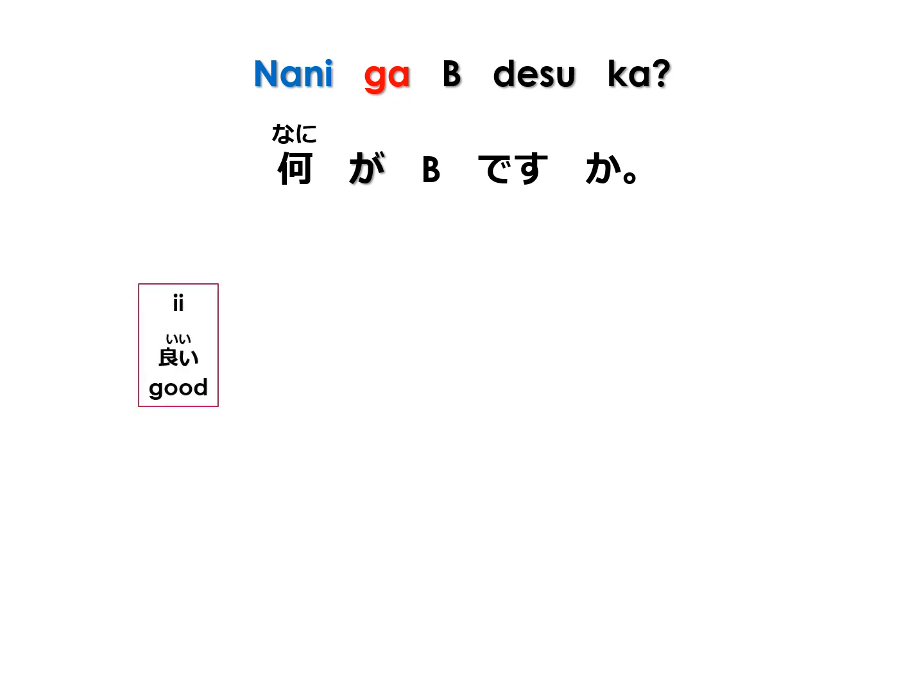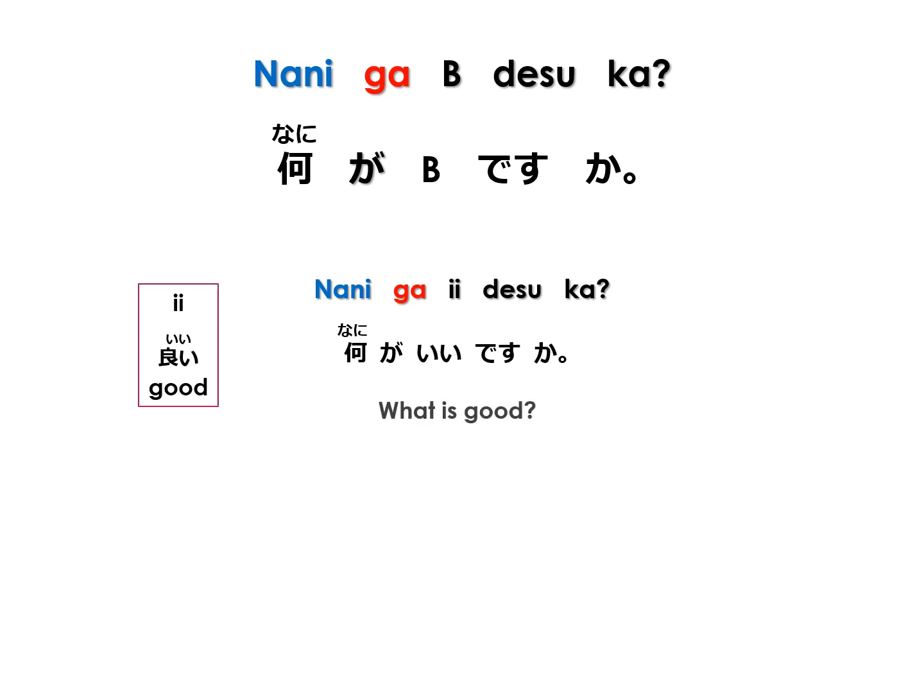The word for good is ii. And so can you guess what this sentence means? Nani ga ii desu ka? That's right, it means what is good? And you use this, say, when you're out with your friends and you ask, what's good to do? Nani ga ii desu ka? Shall we window shop, eat at a restaurant, or go to a game arcade?